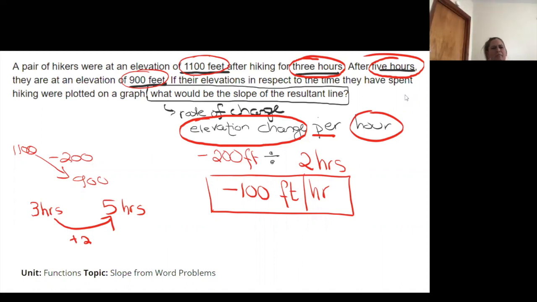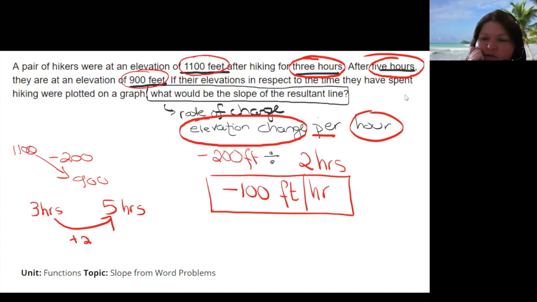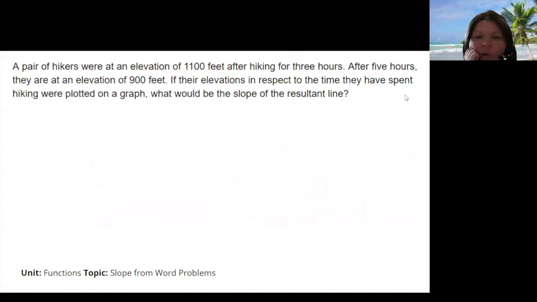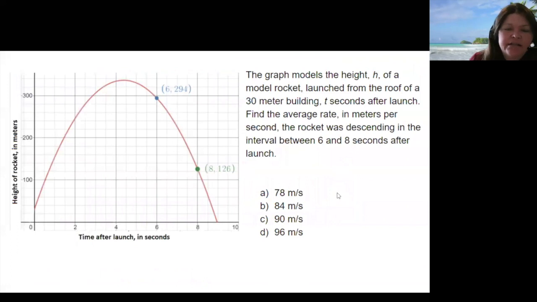So many teachers get caught up in you doing it my way. I don't care which way you do it. I just need you to use some truth and some reasoning here. And I have a whole lesson on just doing this. It's slope from word problems. I have a ton of examples. Okay, let's look at this one.